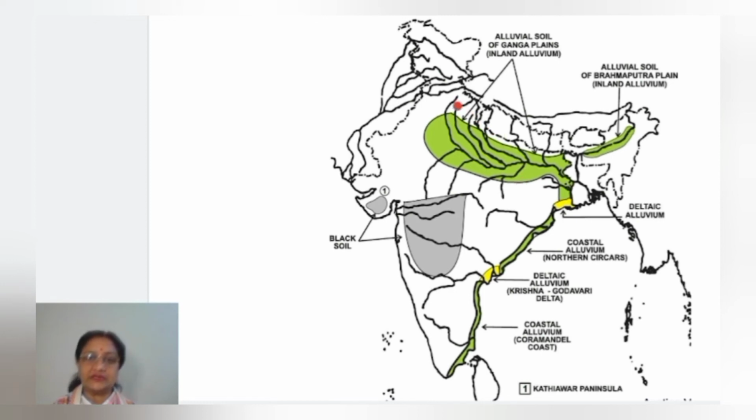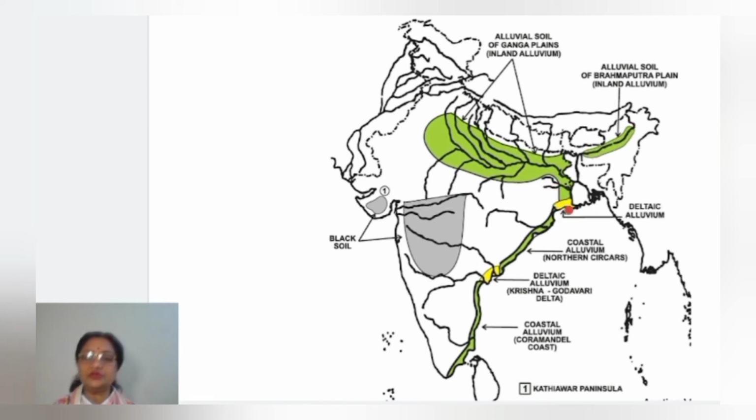So you can see here the entire northern plains of India is covered by alluvial soil. This is one main region where the alluvial soil is found. Along the Brahmaputra river, you can see on both sides of the Brahmaputra, the Brahmaputra plains in the Assam region. This is the second area.